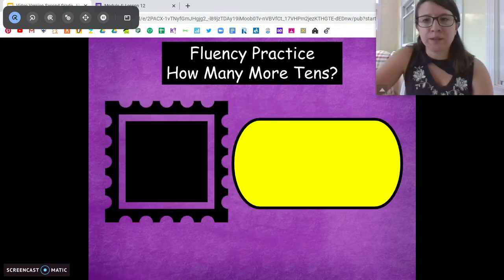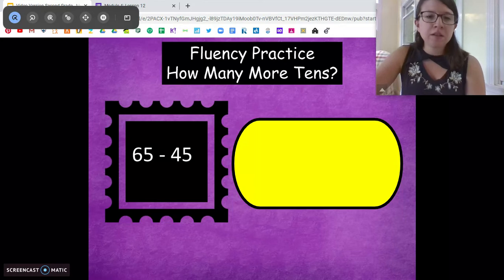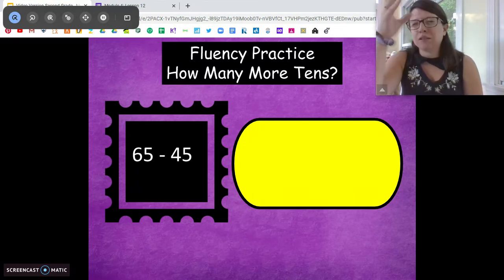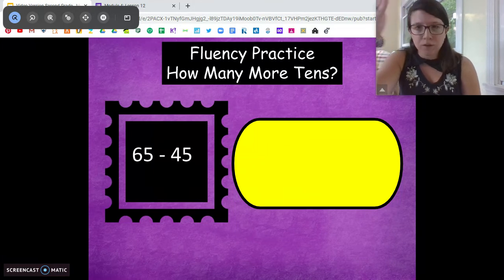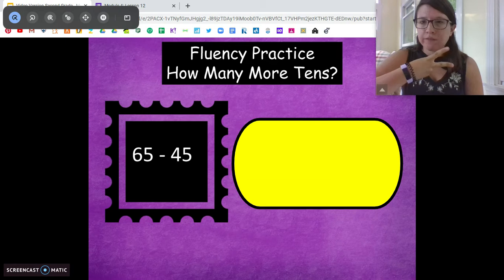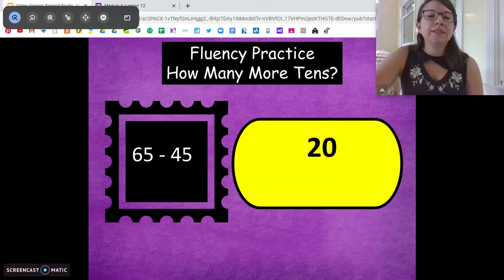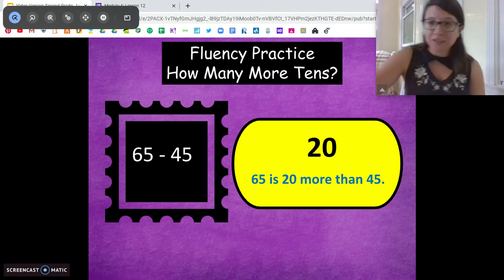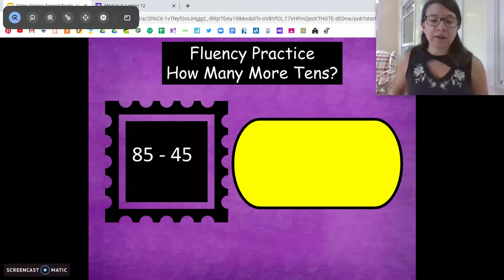Okay, so let's do this first one together, and then I'm going to have you try the rest. So 65 minus 45. What I'm thinking is the ones are the same. So I'm going to relate 6 tens and 4 tens, 60 and 40, 40, 50, 60. So that's a difference of 2 tens or 20. So I would say 65 is 20 more than 45. Easy enough, right? All right, you try this one.